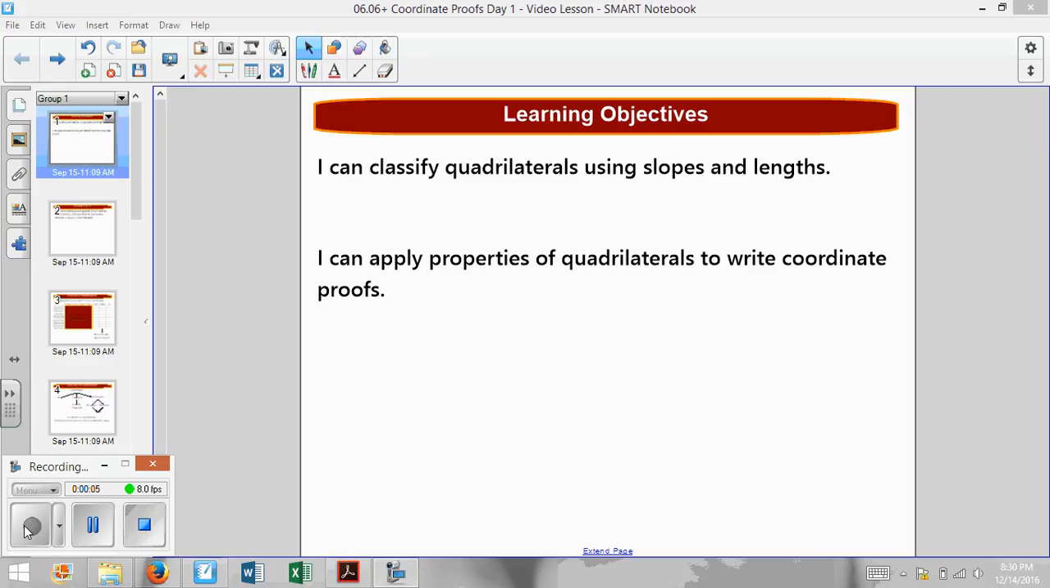Today we're going to be learning about coordinate proofs by using slopes and lengths and then applying our understanding of the properties of quadrilaterals.